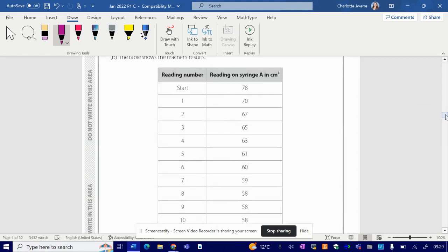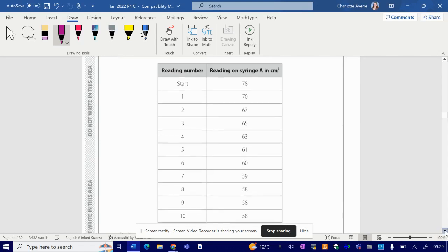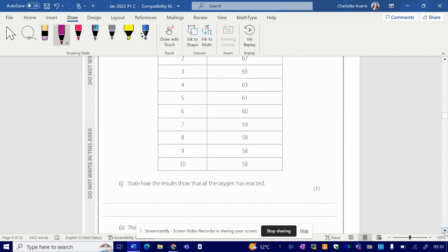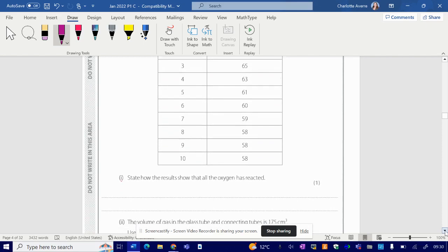Okay, the table shows the teacher's results. So we can see that the reading on syringe A is gradually going down as the oxygen is being used up. So state how the results show that all the oxygen has reacted. Well, we can see if we look at our last 3 readings that all of the last 3 readings are the same. So the volume of gas remains constant for the last 3 readings.